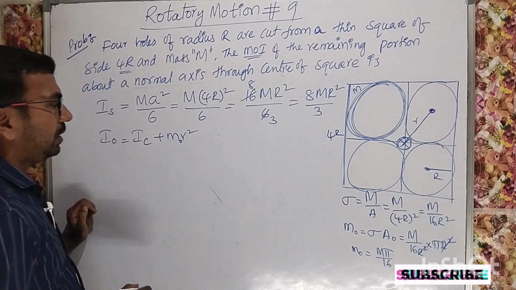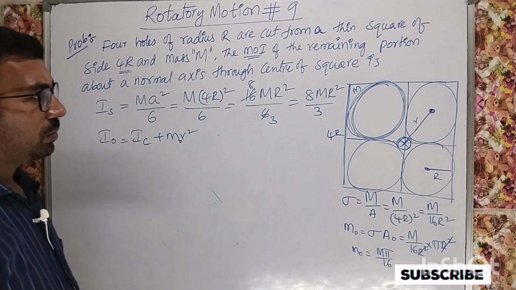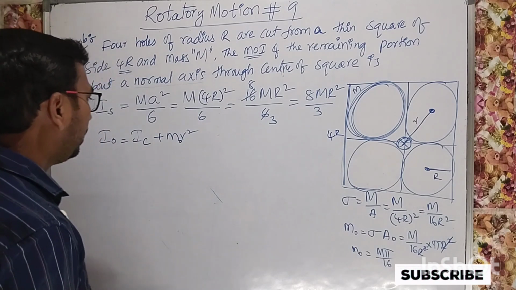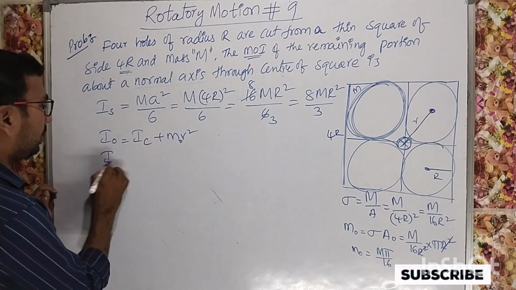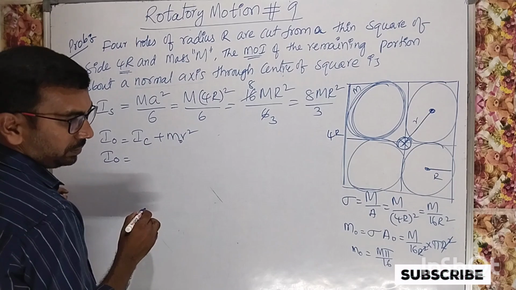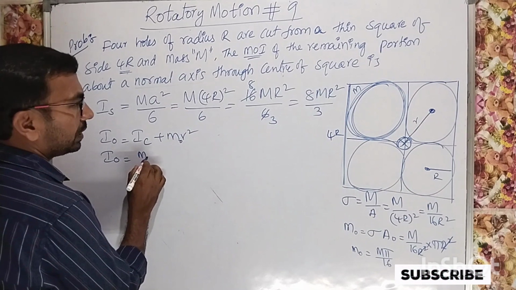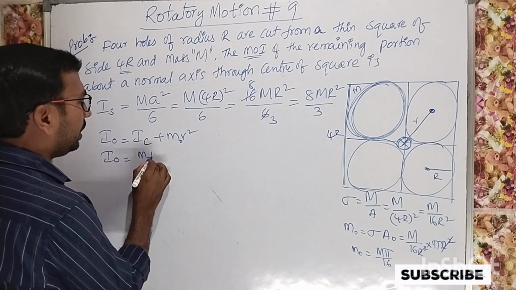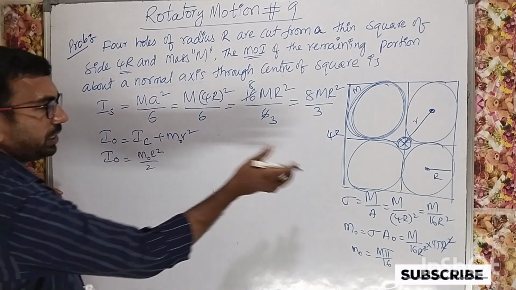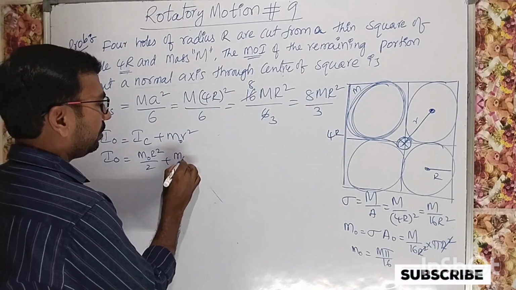This is m naught r square. So what about I here? Moment of inertia of the center of a hole is equal to, we know that I naught is equal to, so that is for a disk, m r square by 2. Here m naught means mass of the hole, plus m naught.